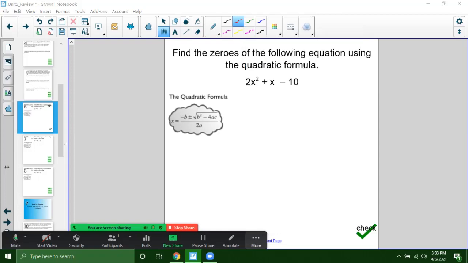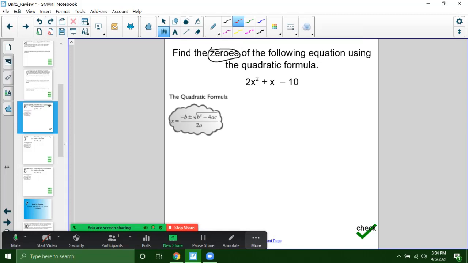Find the zeros of the following equation using the quadratic formula. All right, so they want us to find the zeros. The zeros are simply the values of x. And the way that we're going to find the zeros is by looking at the quadratic formula and using it.